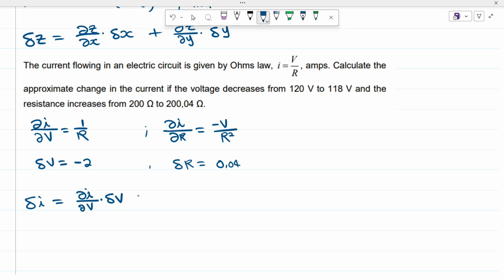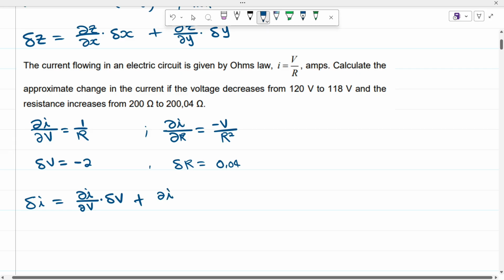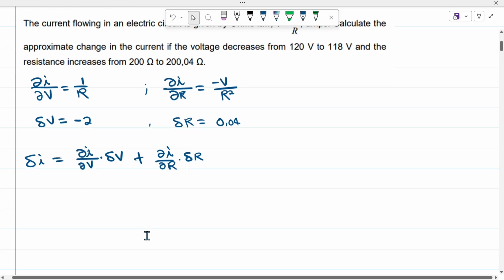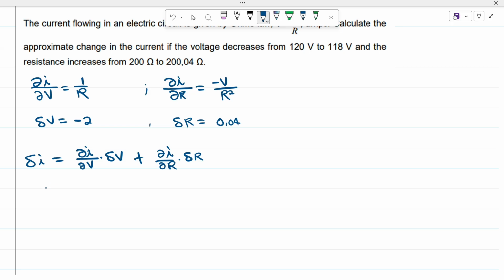And then now when I say plus partial derivative of I with respect to R, then I must multiply by what? By small change in R. So yeah, that's how to best memorize these things. They are not that bad. So now we can just substitute. We have everything that we need there.